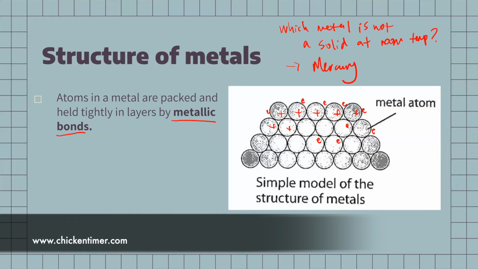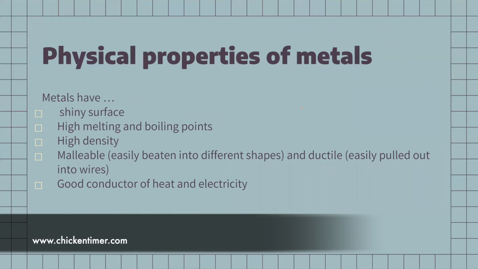Okay, so that's that. Then you have some physical properties. Okay, let's see if you are agreeable. Metals have shiny surfaces. Agree?